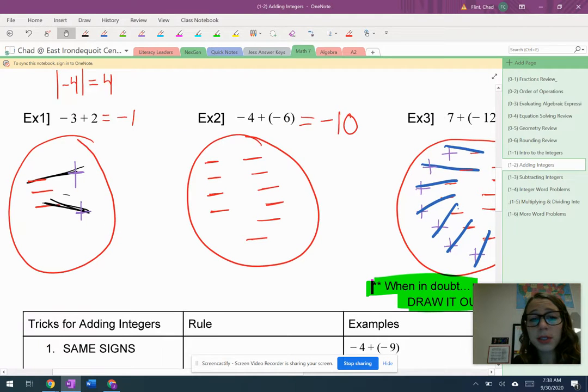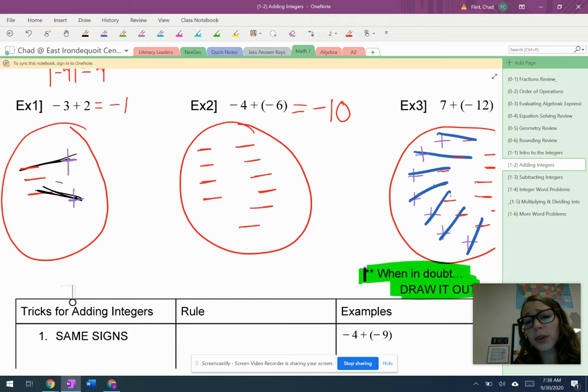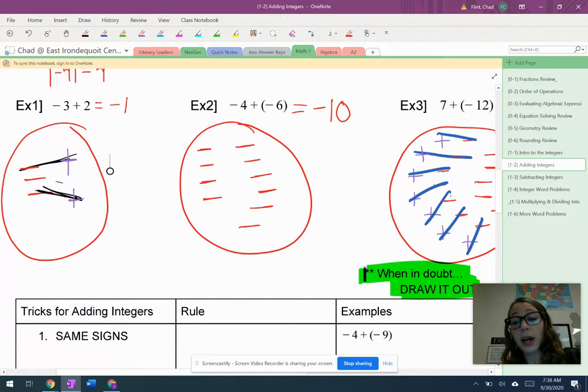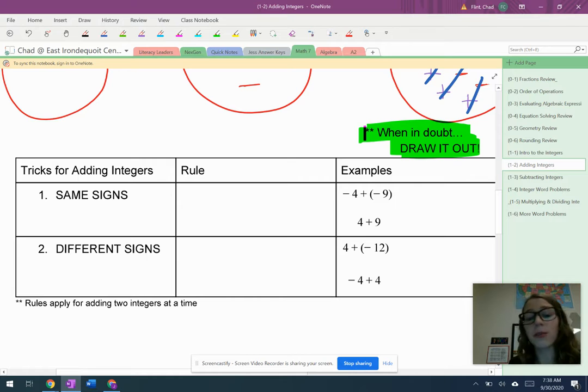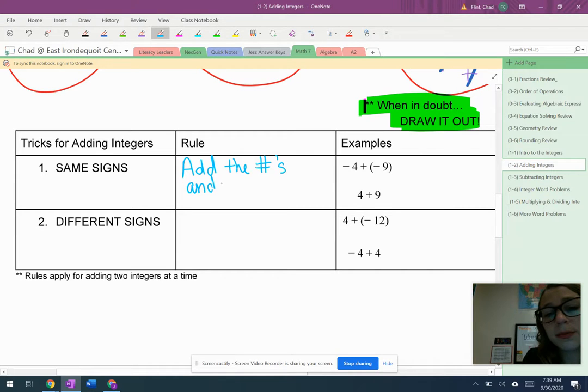Okay, so when you have same signs, what do you think we can do? We had same signs right here with -4 plus -6. Let's think, what can we do with -4 and -6 to get that -10? Well, we added 4 plus 6 to get 10, and then we just kept those negatives the same. So when you're adding integers that have the same signs, all you need to do is add the numbers and keep the sign.